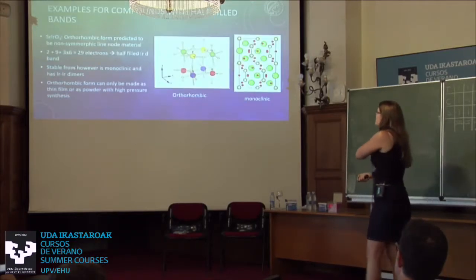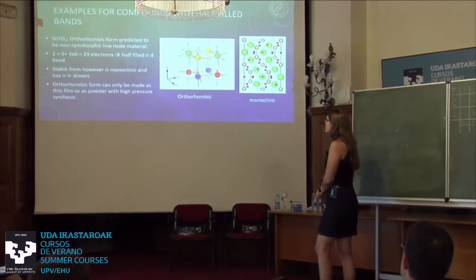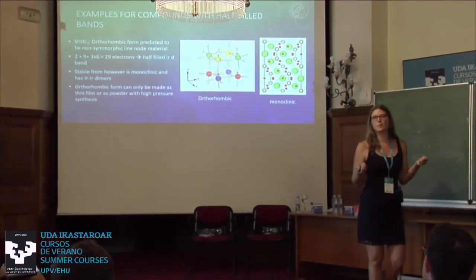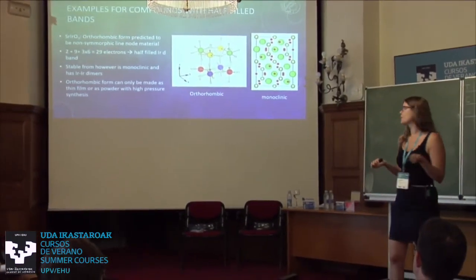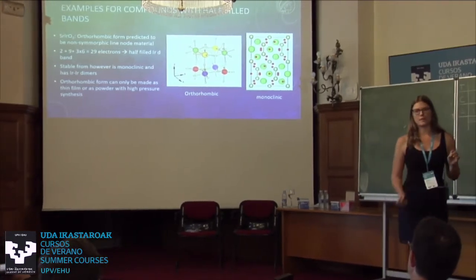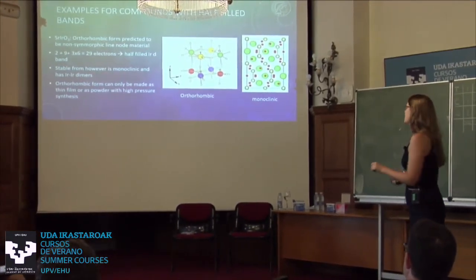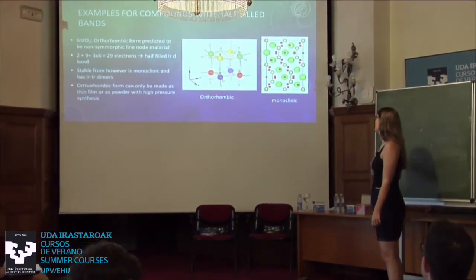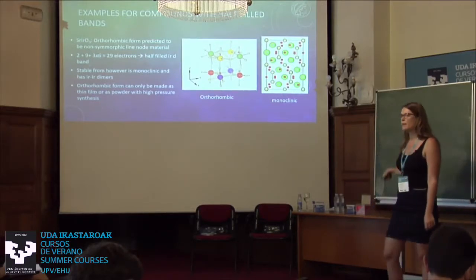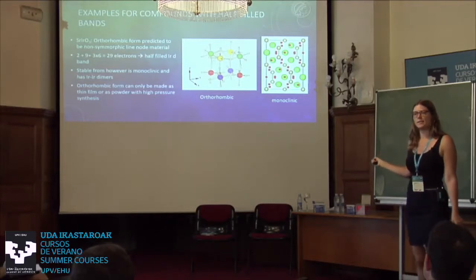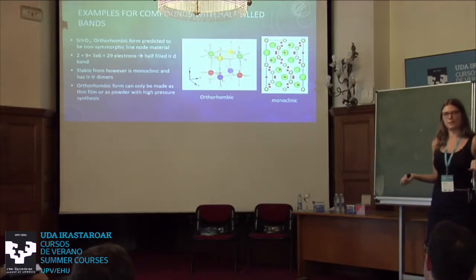And so this gives me the example of strontium iridate, which is currently a very heavily studied compound, predicted to be a non-symmorphic Dirac line node material. If you count the electrons here, you would also figure out that it has a half-filled iridium d band. This strontium iridate actually forms two different crystal structures, this orthorhombic one here and the monoclinic one here. If you just make a normal synthesis, you will always get the monoclinic one, and the monoclinic one has iridium bonds, so this will be gapped again. So it's the same kind of Zintl concept.